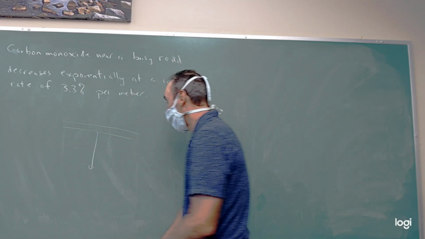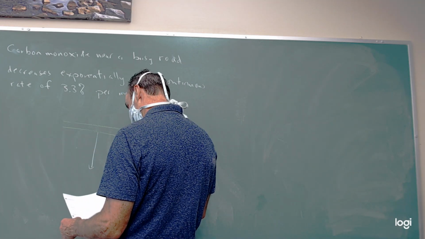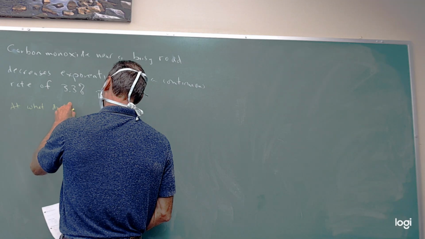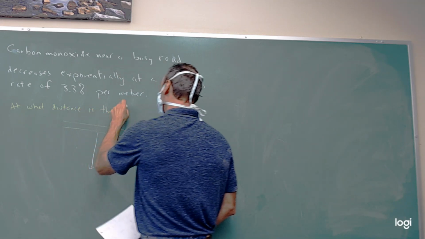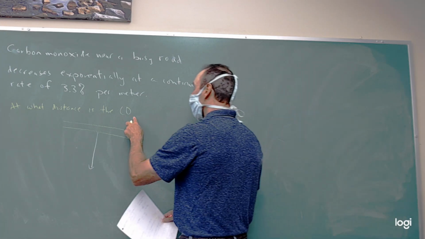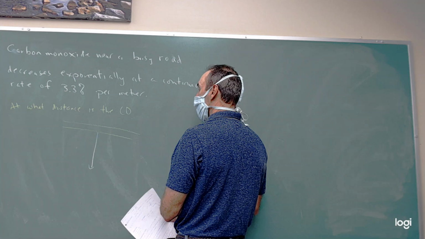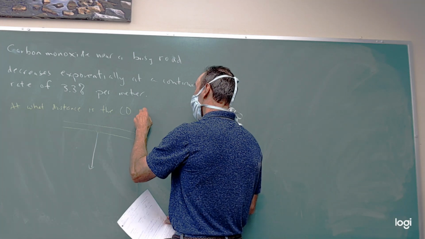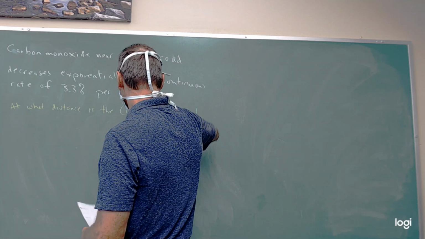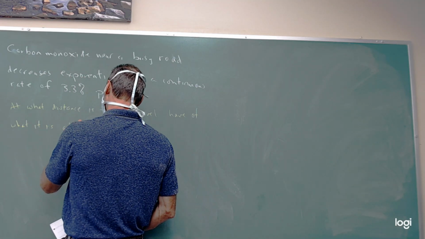Okay, so your challenge is, can you find at what distance is the CO level? So that's supposed to represent, think like a chemist, 1 carbon, 1 oxygen. I'm not talking Colorado here. So at what distance is the carbon monoxide level half of what it is at the street?